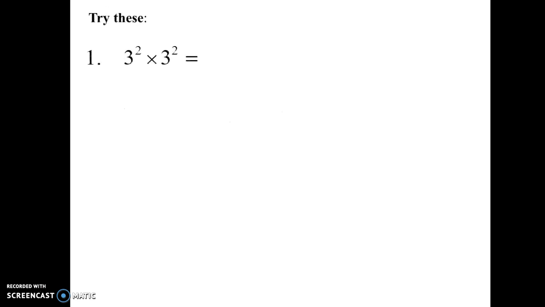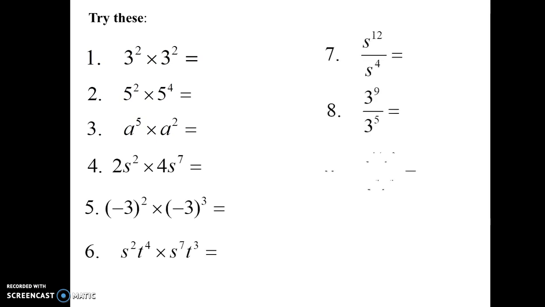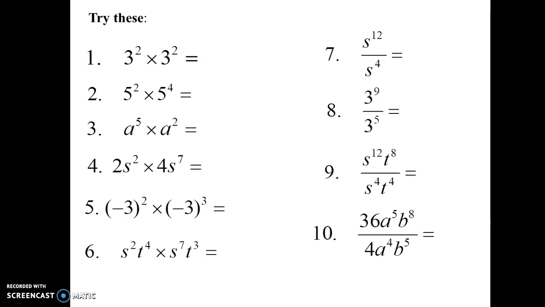All right, so try these. Pause the video, get to a new page in your notebook, and try these ones here. They should not feel too bad. These should be pretty basic. See if you can simplify all those.